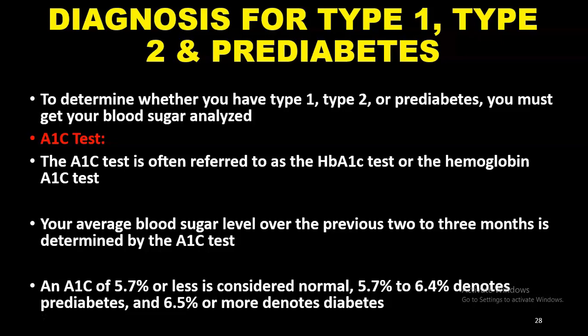The first blood test is the A1C test. Your average blood sugar level over the previous 2 or 3 months is determined by this test. An A1C of 5.7% or less is considered normal. 5.7% to 6.4% denotes pre-diabetes, and 6.5% or more denotes diabetes.